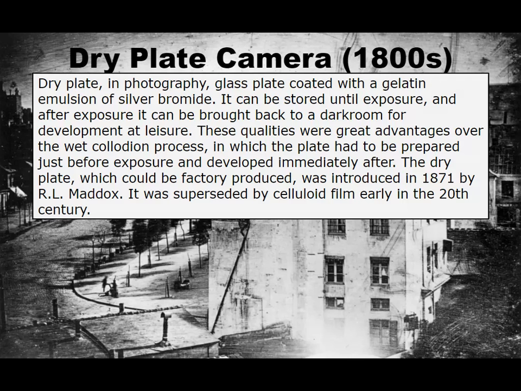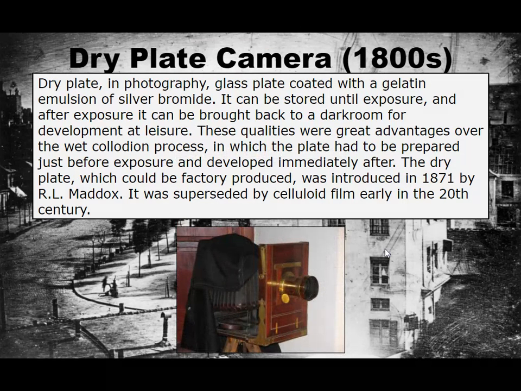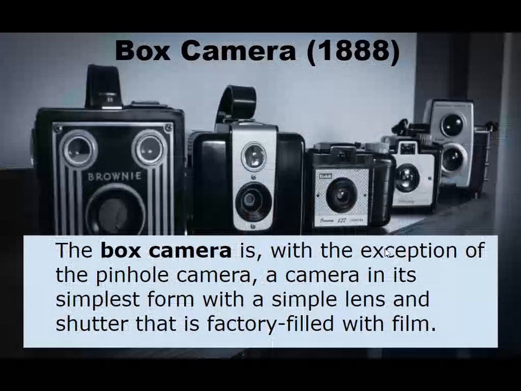The dry plate, which could be factory produced, was introduced in 1871 by R.L. Maddox. It was superseded by celluloid film, that's film in a little container, early in the 20th century. Here is an example of a dry plate camera.